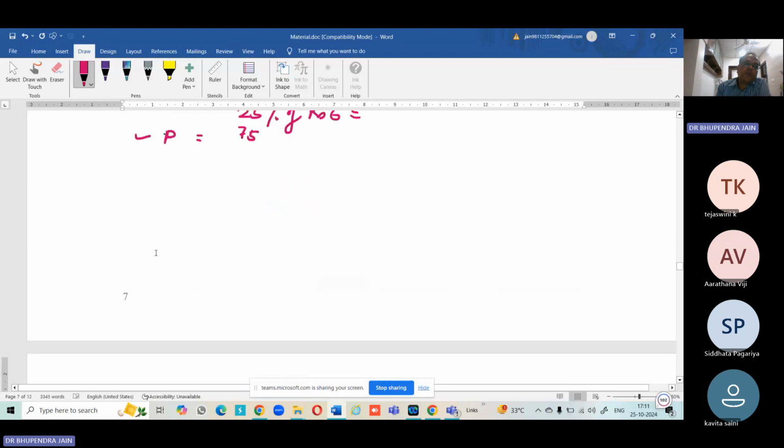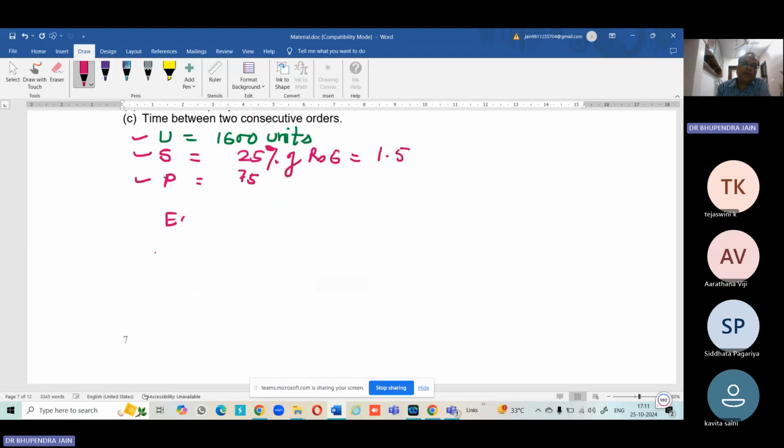How to calculate economic order quantity? Just write down the formula. EOQ is equal to the square root of 2 into U into P upon S. So U is 1600, P is 75, and S is 1.5. U is 1600, S, the carrying cost, is 1.5, and P is 75.